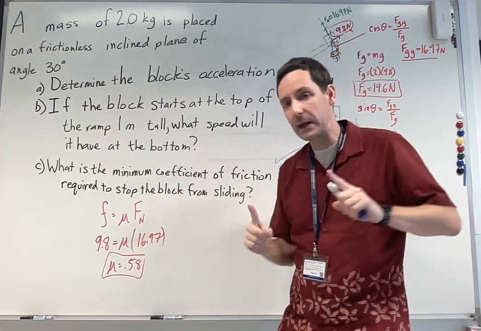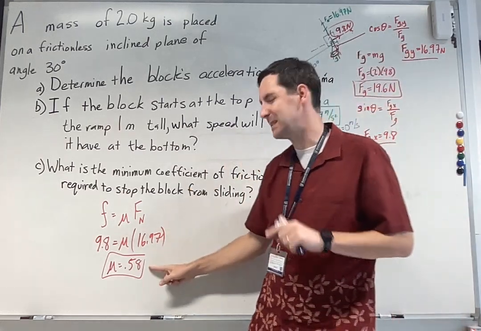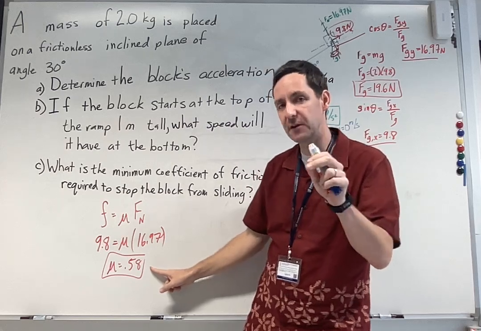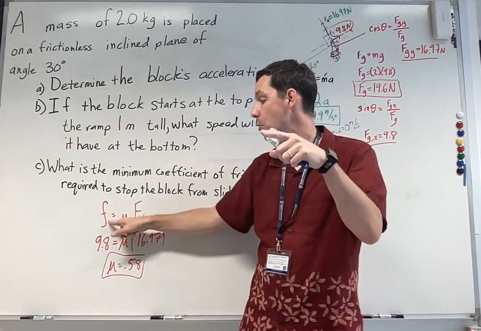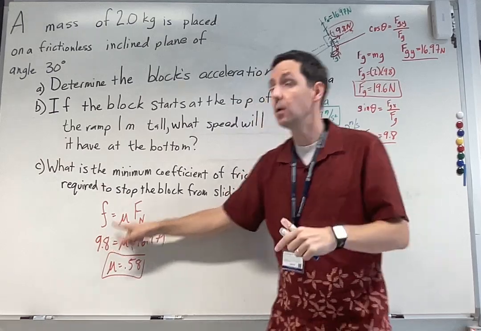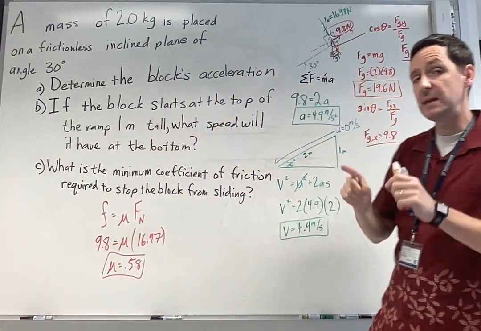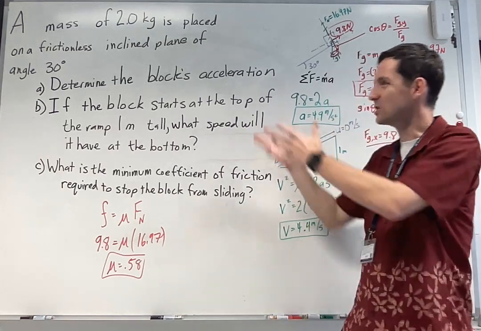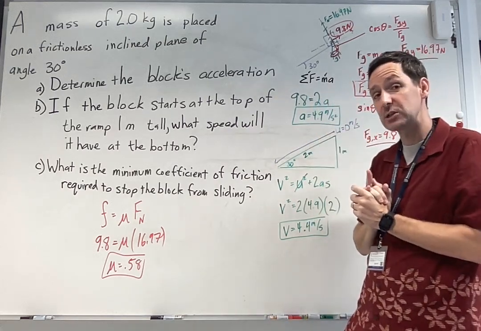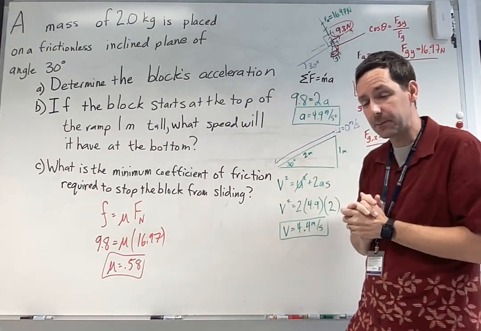But the point here is that this is the minimum. That's the least coefficient of friction possible. If it was bigger, there would be more friction available, but the friction that would be there right now is still 9.8 newtons. All right, so we've been able to answer all the parts of that example question.